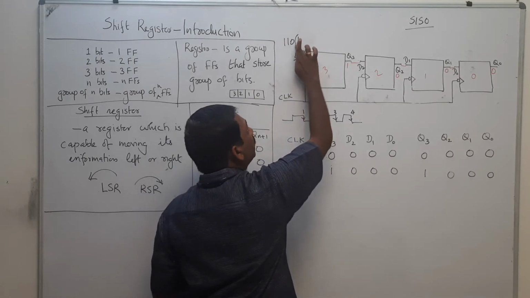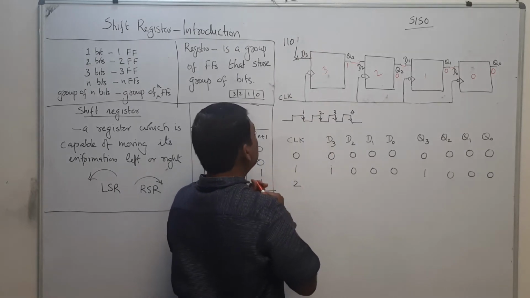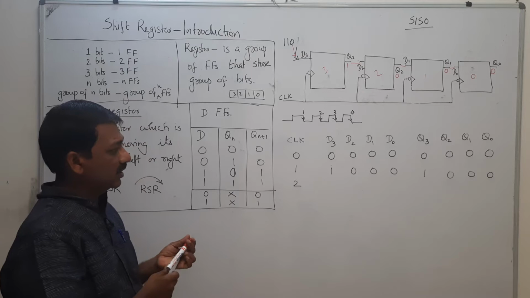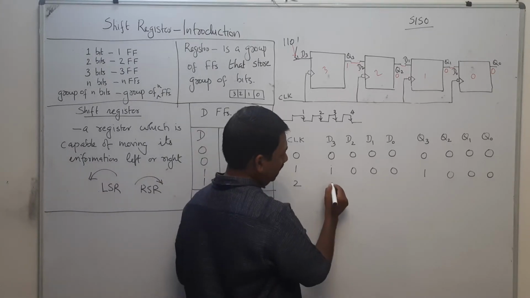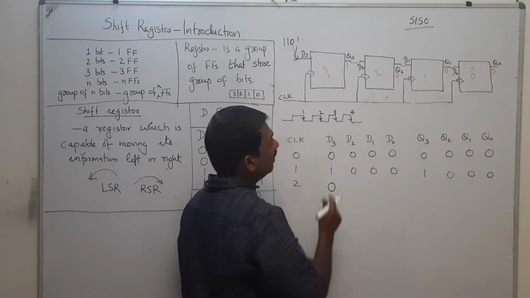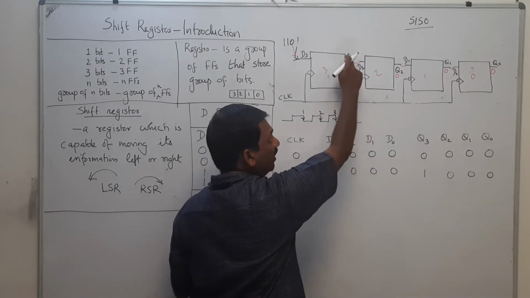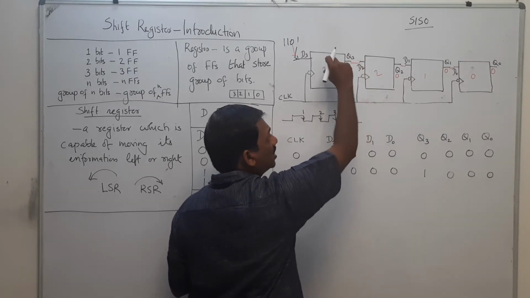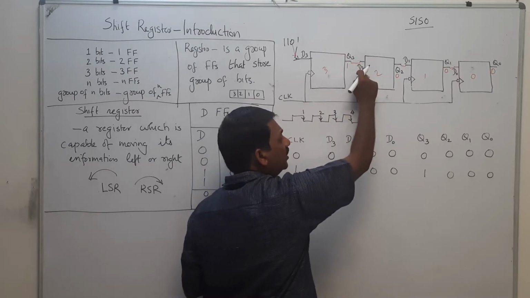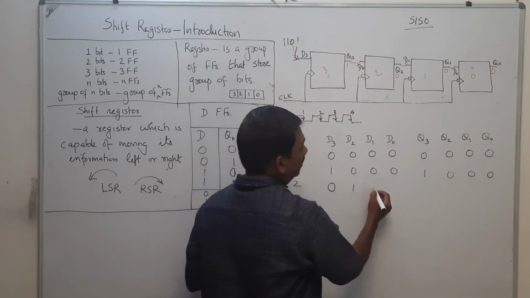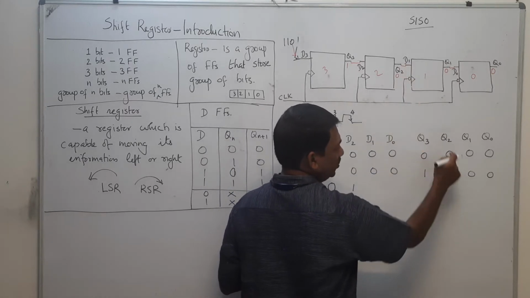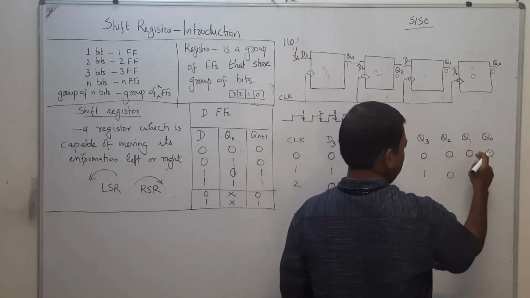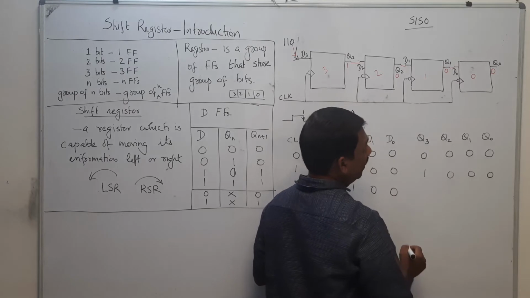Now I am going to give the next value, 0, to D3. So D3 is 0. What is the value of D2? D2 is the value of Q3, because Q3 is directly given to D2. As 1 is stored in this register, D2 will be 1. D1 is Q2, which is 0, and D0 is Q1, which is 0.